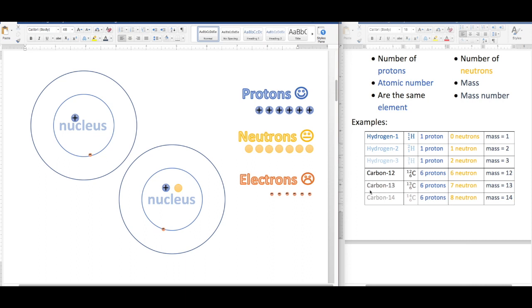Carbon also has 3 isotopes. So carbon 12 has 6 protons and 6 neutrons. So let's make that over here real quick. 1, 2, 3, 4, 5, 6 protons. I don't have enough protons to make both of these. Just realized that. Okay, so 6 protons and 6 neutrons.